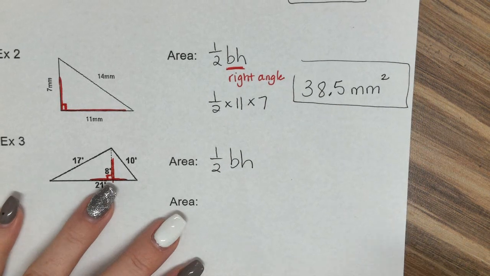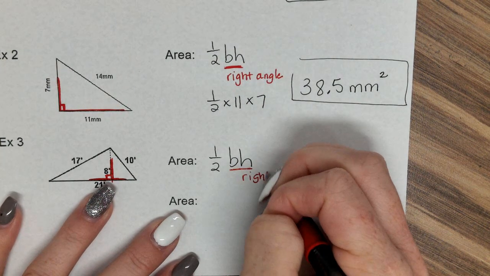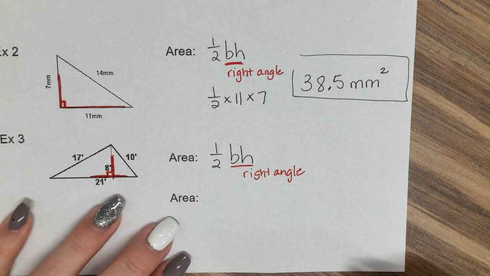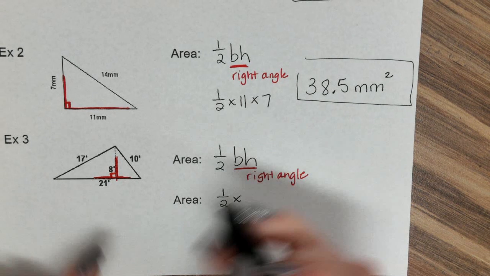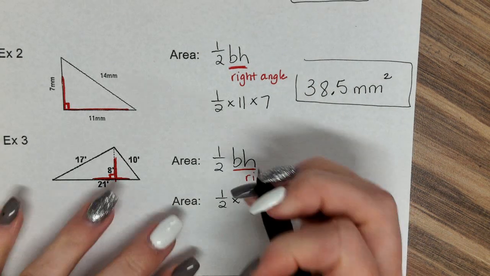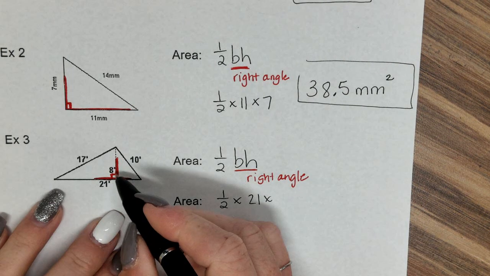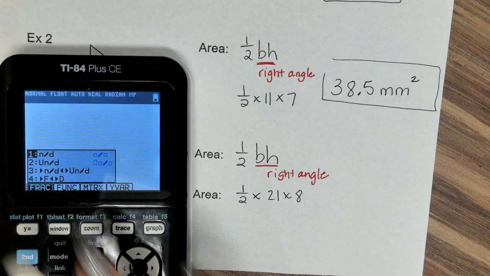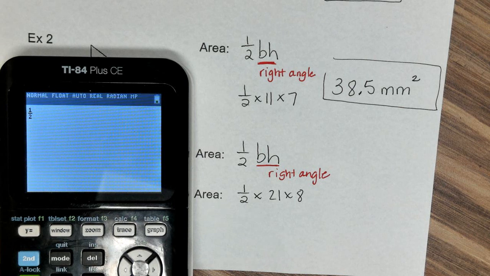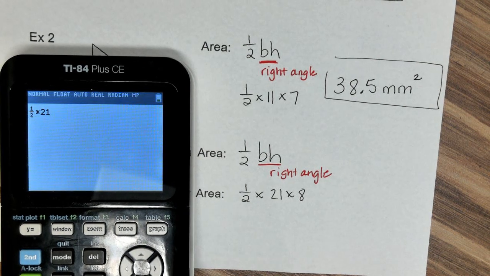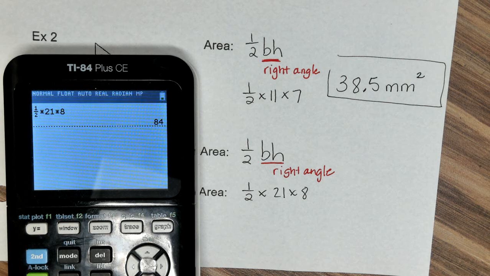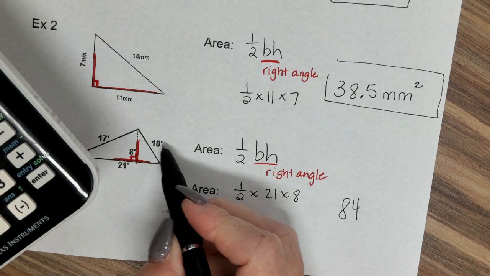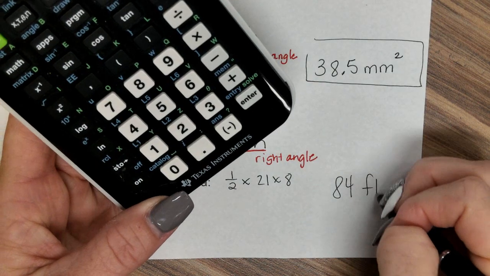Remember, again, the BH is where the right angle is. So you're just going to do 1/2 times, what's the base? 21 times, what's the height? 8. So I go to my calculator and I type in 1/2 times 21 times 8. And what is the answer? 84 what? This little slash means feet. So you put feet squared.